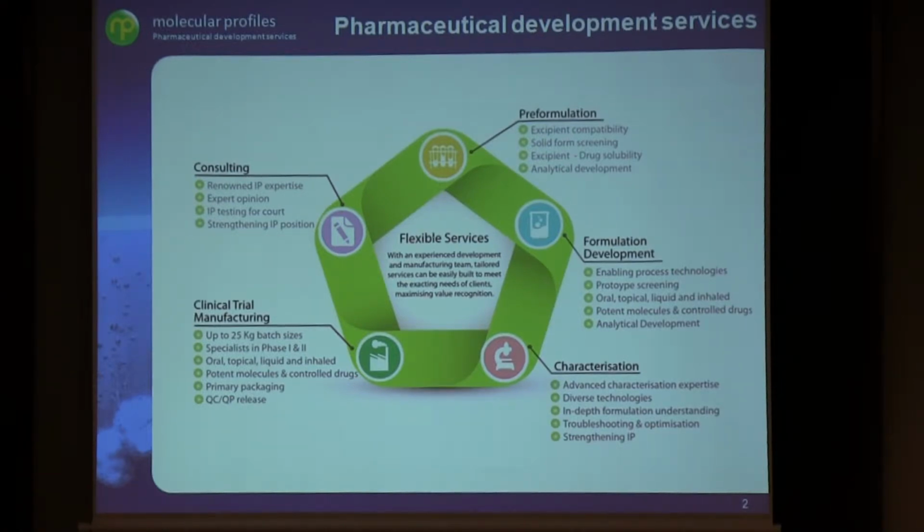We are a pharmaceutical development services company, and we offer a wide range of services all relating to early stage development of drug compounds. Right the way from pre-formulation through formulation development, right the way through to clinical trials manufacturing. We also have an array of sophisticated analytical technologies at our disposal that can be used for problem solving and for IP patent litigation support as well.